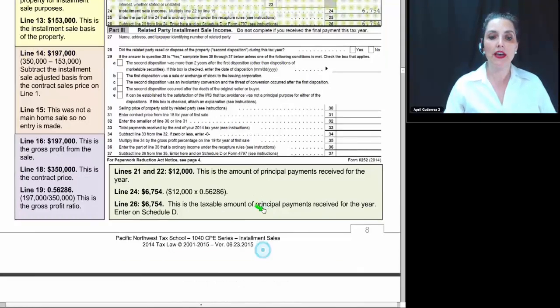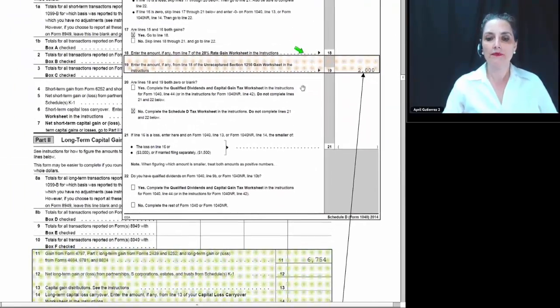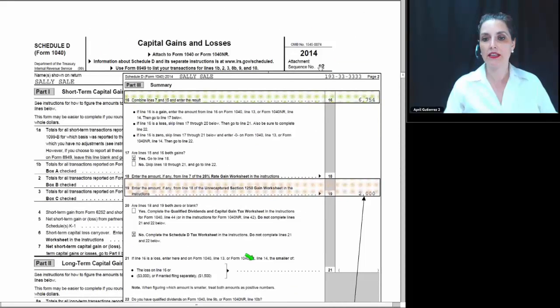So we're going to carry that over to the Schedule D. And on the Schedule D, you can see we've entered that down on line 11. We carry it down to line 15, and then we go to page 2 of Schedule D and carry that $6,754 over to line 16.